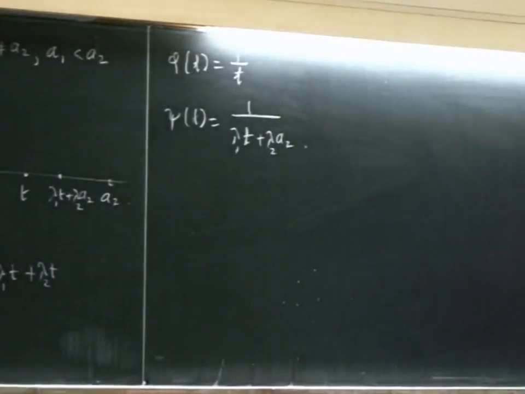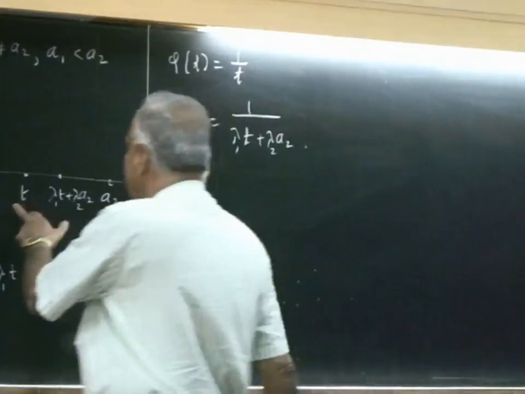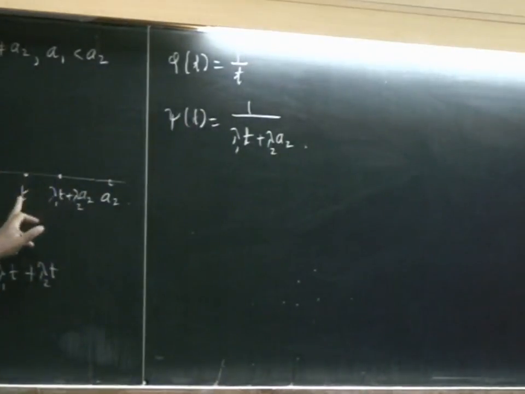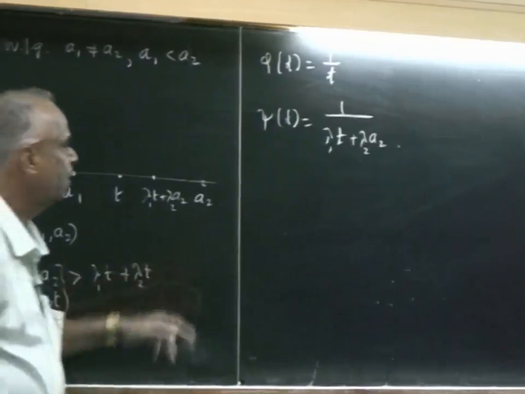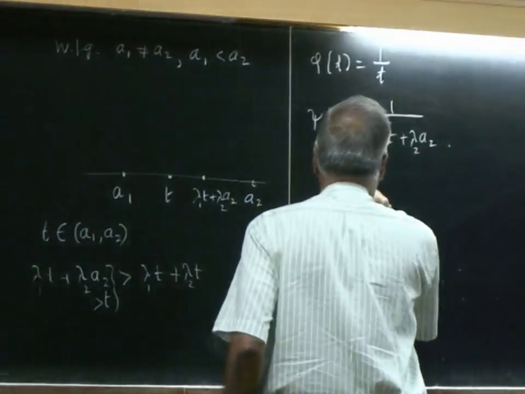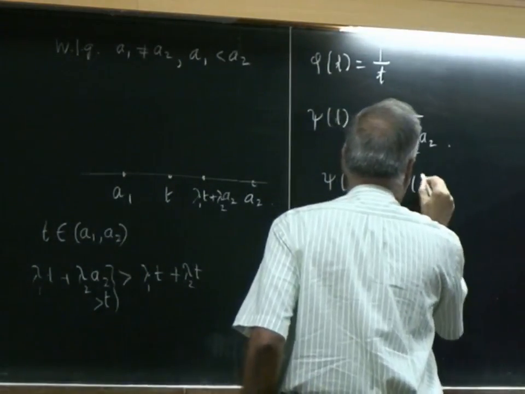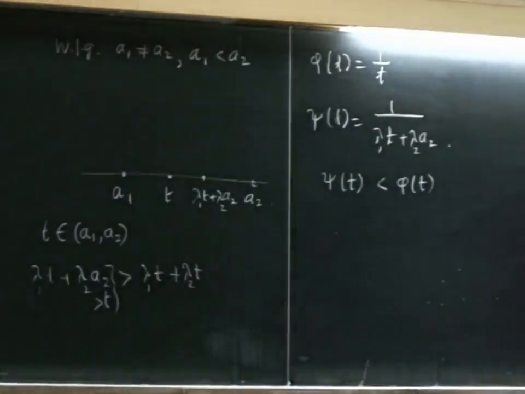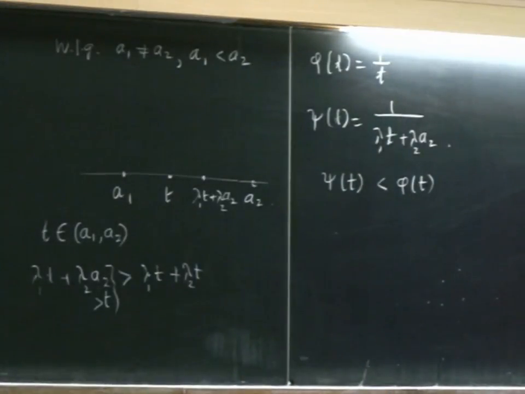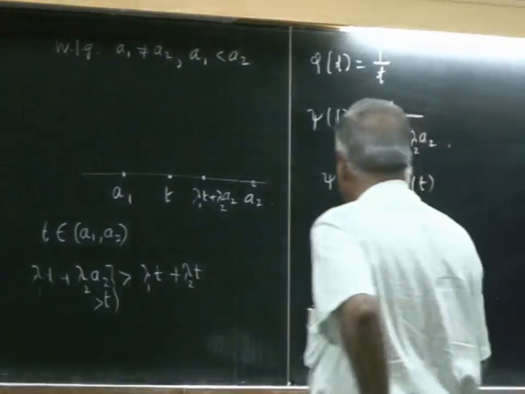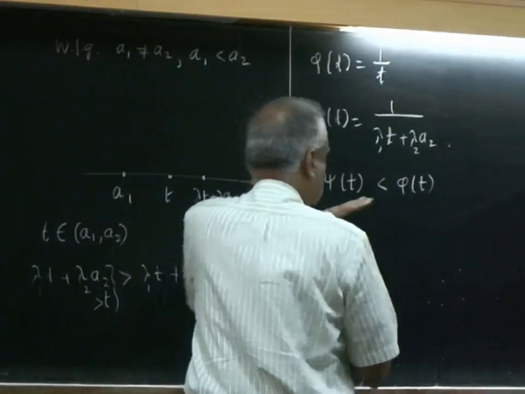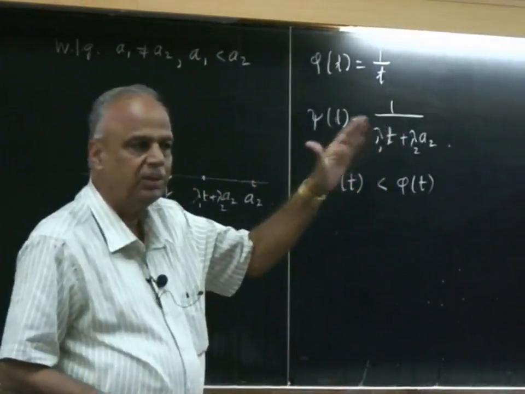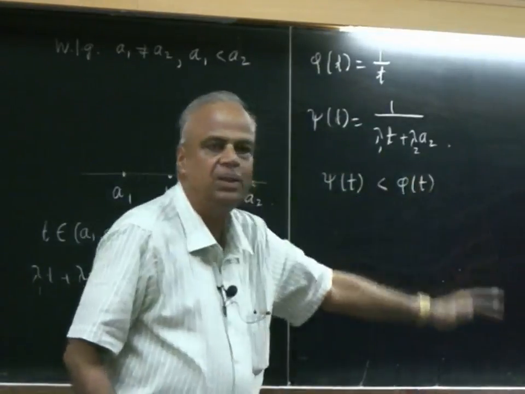Now, T is smaller than this, therefore, 1 over T will be greater than that. So, therefore, psi of T will be less than phi of T. T lies to the left, so the inverse will lie to the right, 1 over T. Okay. So, now integrate. They are all continuous functions, because A1 is positive, everything is well defined.